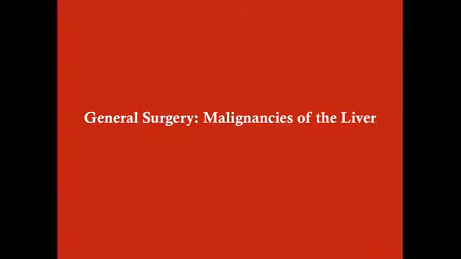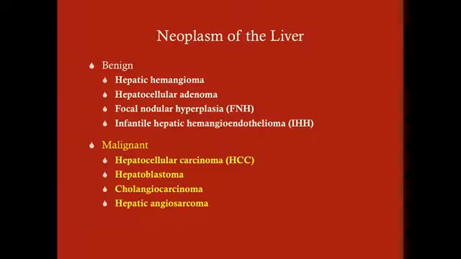So the malignancies we're going to talk about are going to be hepatocellular carcinoma, which is by far and away the number one most common malignancy of the liver. Usually happens in alcohol cirrhotic patients, in patients with chronic hepatitis B or hepatitis C. We'll talk about hepatoblastoma, which is the number one malignant liver tumor in children. The cholangiocarcinoma, which is technically not a neoplasm of the liver, it's a neoplasm of the bile duct, but it can happen in the very, very proximal bile ducts, which would be almost like in the liver. So I wanted to talk about it here just for completion's sake. And then the hepatic angiosarcoma.